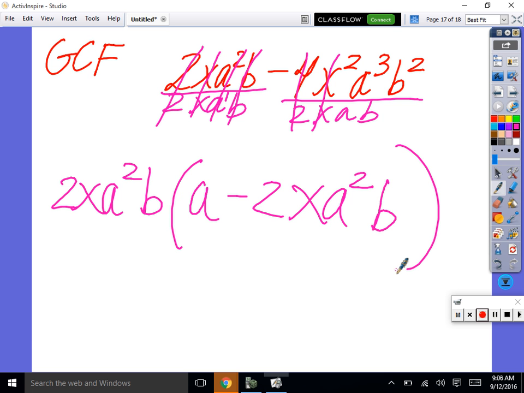Oh, wait, what did I miss here? Oh, this was a squared. This is a squared, no wonder. Okay. Let's revisit this. So a squared over a squared was 1. Wasn't it 1? 2 over 2 is 1, correct? X over x is 1. A squared over a squared is 1. B over b is 1. Then over here, we still have a negative 2. X squared divided by x is x. A cubed over a squared is a, and then b. Okay, that's much better. Sorry about that.